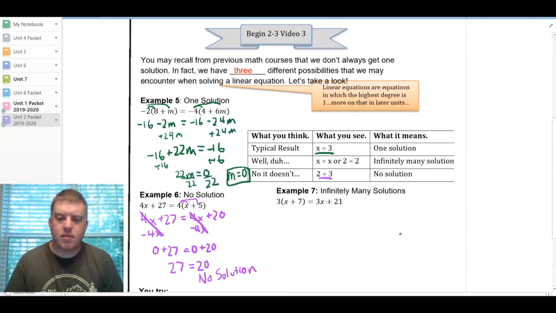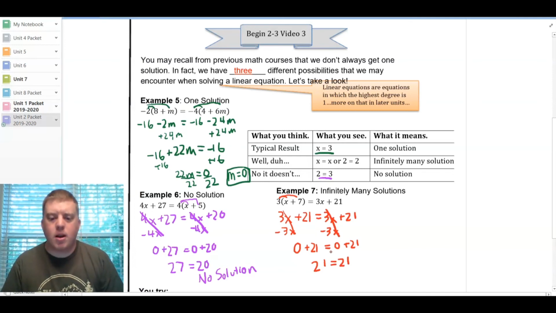Our last step, example 7, we're going to look at infinitely many solutions. So this is going to mean that there are an infinite number of possible things that we could plug in and make this true. So we're going to multiply that 3 through, and that's going to give us 3x plus 21 equals 3x plus 21. Alright? So again, when we try and get things on the same side of the equation, we're going to run into a similar problem. Our 3x and our -3x are going to cancel and give me 0 plus 21. And on the right side, my 3x and my -3x are going to cancel out. And it's also going to give me 0 plus 21. Now simplifying this gives me 21 equals 21.